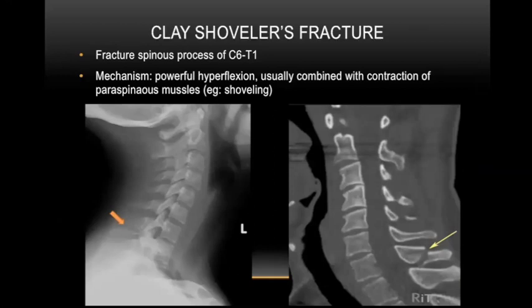Okay, next one is clay shoveler's fracture, also known as fracture of the spinous process of C6 until T1, usually C7. Okay, the mechanism is powerful hyperflexion combined with contraction of the paraspinous muscles, usually in shoveling lah. Orang zaman dulu-dulu kan kerja di shoveling kan, so dia ambil nama tu. Alright, so you can see just the fracture of the spinous process. So it's clay shoveler's. Tak kisahlah kecil ke besar ke, it's still clay shoveler's fracture.